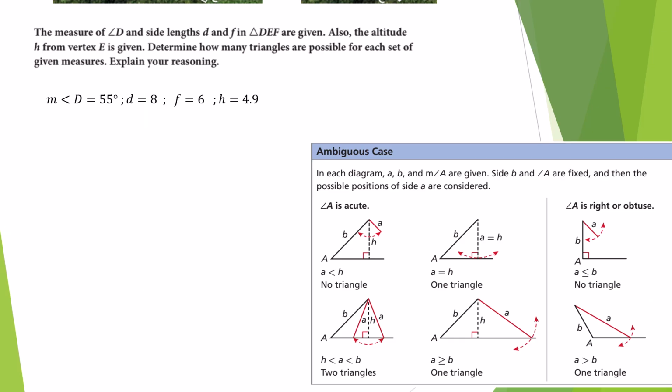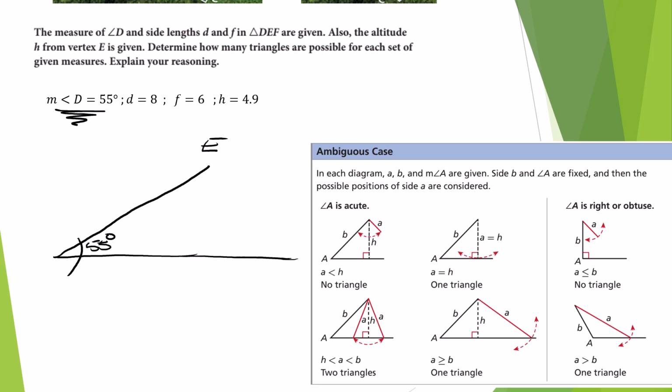Let's read another case. Angle D is 55 degrees. It means I am talking about an angle that is 55 degrees. I made it over here, just like this. Now let's look at E. I have a vertex dropped from E over here, and after that let's start reading it. D is 55, capital D is 8, small f is 6, so this is 6, height is 4.9, so this is 4.9.